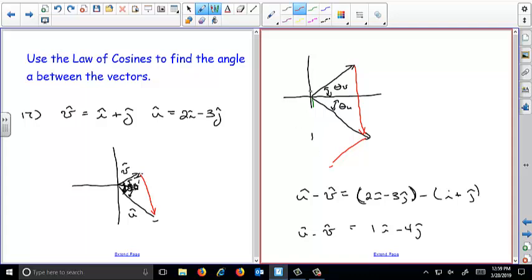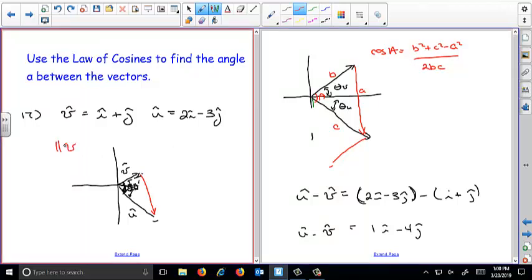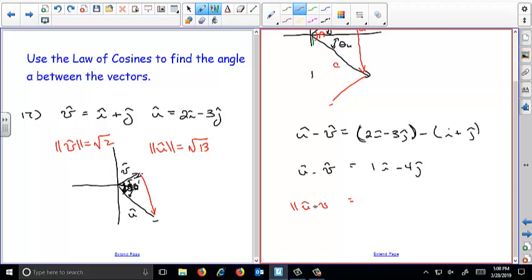And what we'll do is call this angle A. So this is side a, this is side b, this is side c. The law of cosines says that the cosine of A is equal to b squared plus c squared minus a squared, divided by 2bc. So we need the lengths of these. The magnitude of v is the square root of 2, because 1 squared plus 1 squared is 2. The magnitude of u is 2 squared plus negative 3 squared, so that's 4 plus 9, which is 13, so the square root of 13. And the magnitude of u minus v is the square root of 17, because that's 1 squared plus 4 squared, so 1 plus 16, square root of 17.